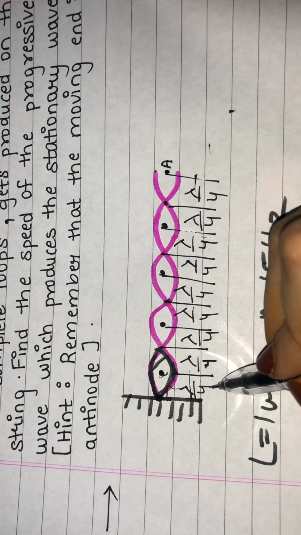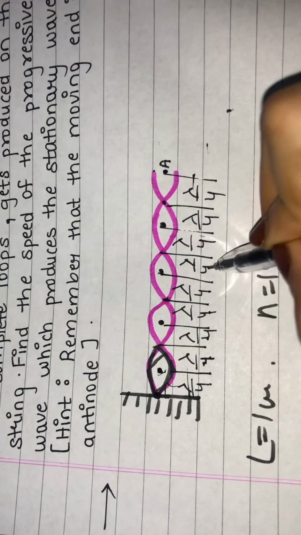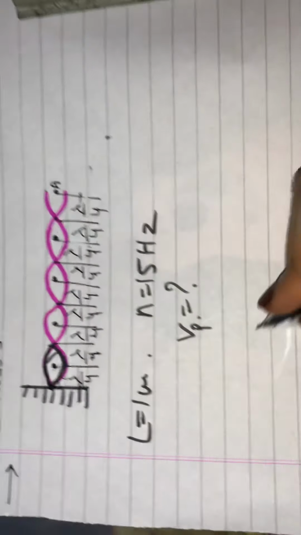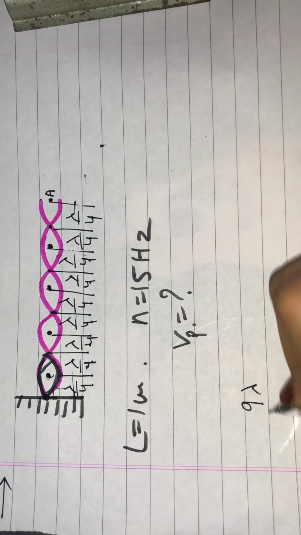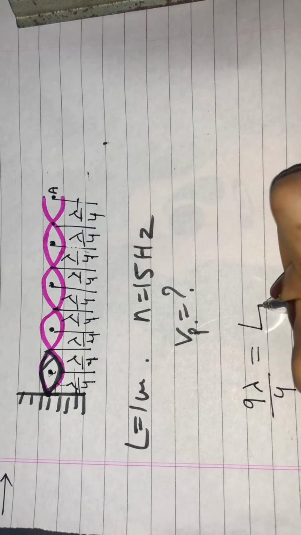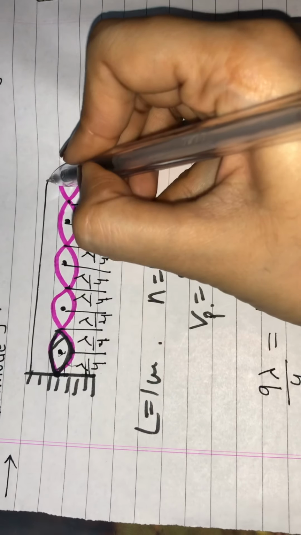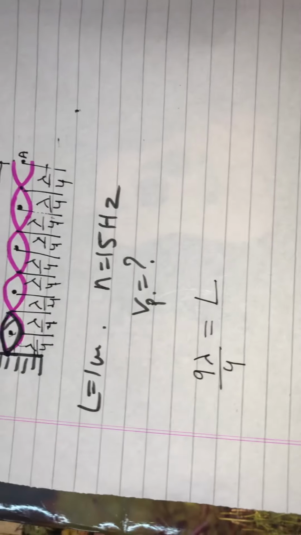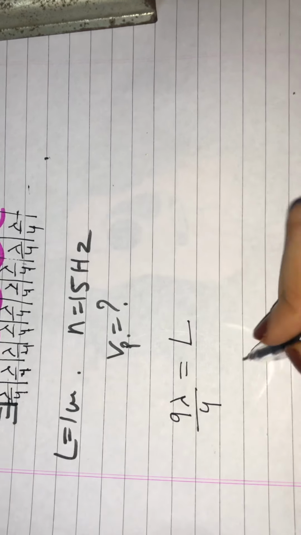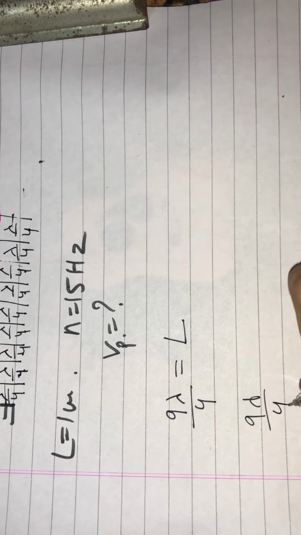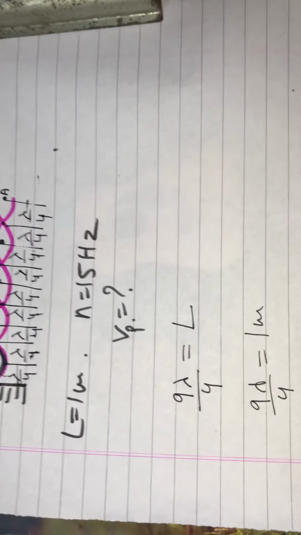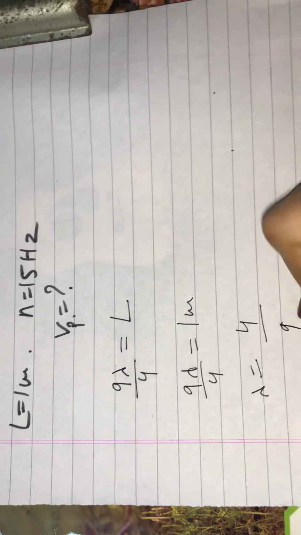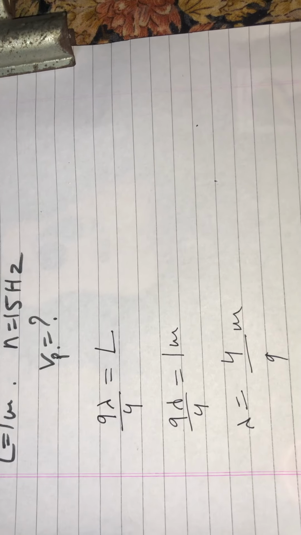So how many lambda by 4s? 1, 2, 3, 4, 5, 6, 7, 8 and 9. We have 9 lambda by 4 as the length, from here till here, the length of my string. But what is the length given to me? It is 1. So 9 lambda upon 4 is 1 meter. So lambda will be 4 upon 9 meter. So this gives me the wavelength.